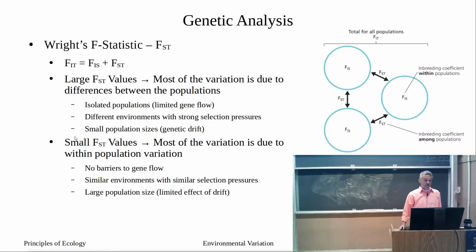All right, so what's going to drive these small FST values? No barriers to gene flow, that's one. Just as soon as evolution starts pushing us down one path and causes us to diverge, gene flow neutralizes it, homogenizes it. Similar environments with similar selection pressures. Now we don't have a separate path. The environment's basically the same. We're evolving along the same path. And then also large population size, so limit the effect of drift. Let selection take over.